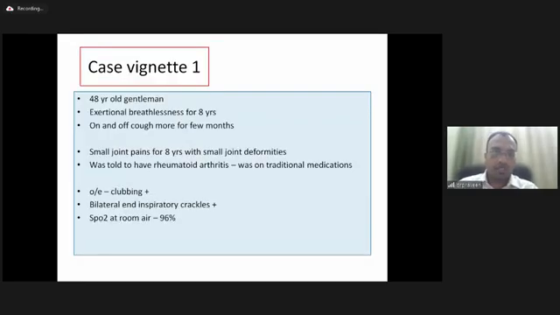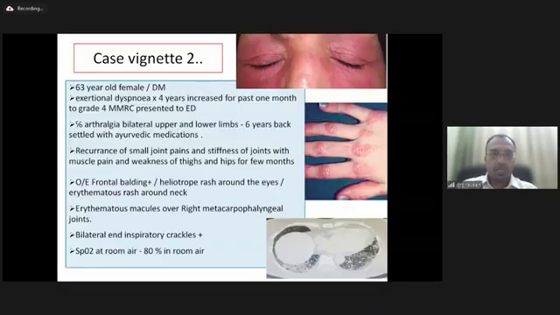We'll touch upon two cases. One is a 48-year-old gentleman with exertional breathlessness of 8 years with on and off cough and small joint pains, and was told to have rheumatoid arthritis, on traditional medication. On examination, he had clubbing, bilateral inspiratory crackles, with a normal saturation.